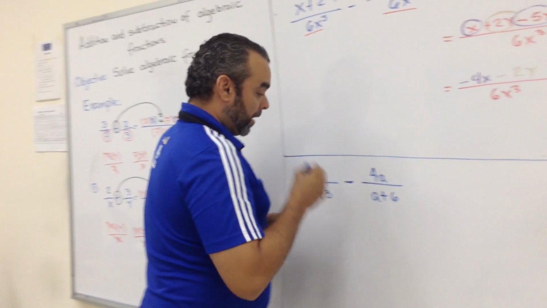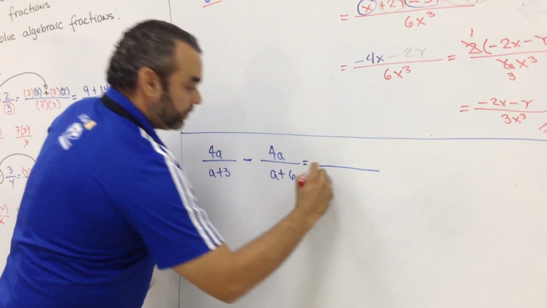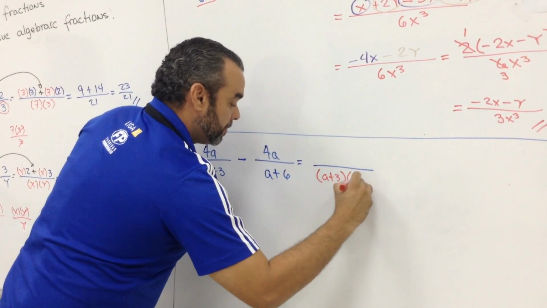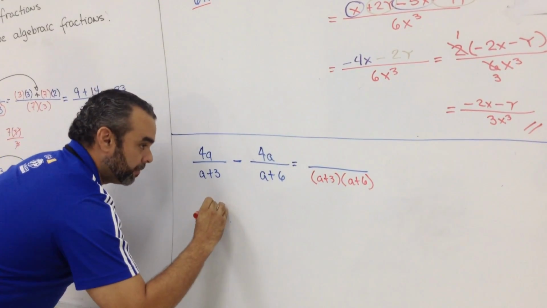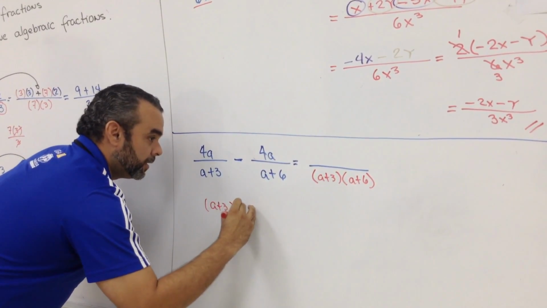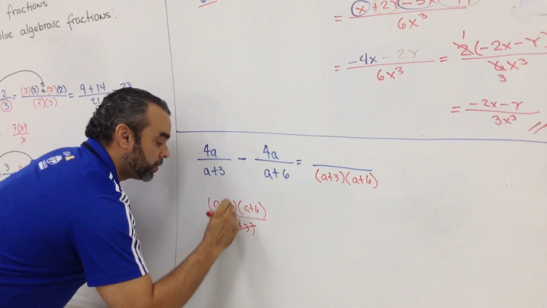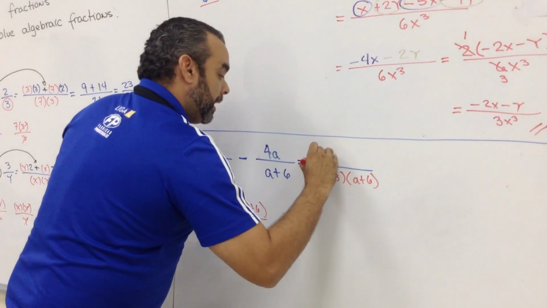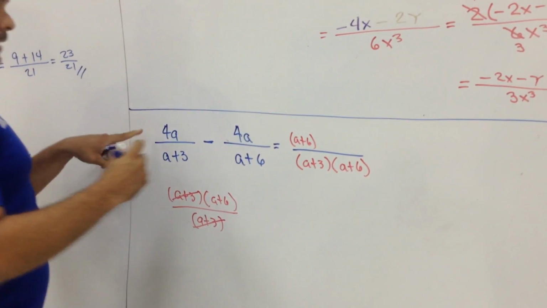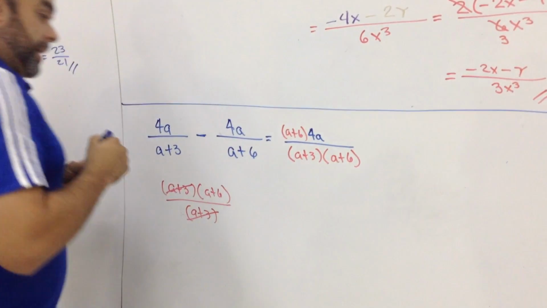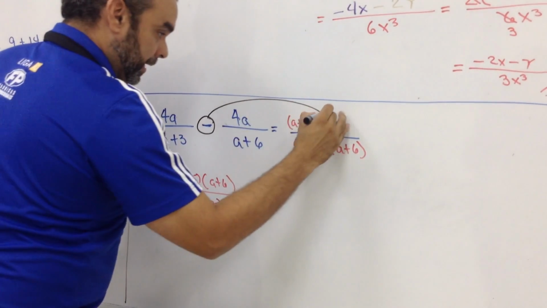It's going to be a plus 3 times a plus 6. And we're going to do exactly the same. We're going to start simplifying. It's going to be a plus 3 times a plus 6 divided by a plus 3. So I cancel my a plus 3 with my a plus 3, and I'm going to have a plus 6 that I'm going to multiply times the numerator of the first fraction, that is going to be 4a. I place the same sign that I have in my operation, that it's going to be negative.